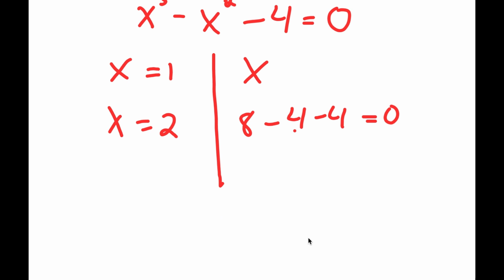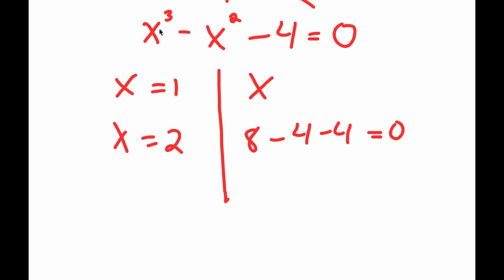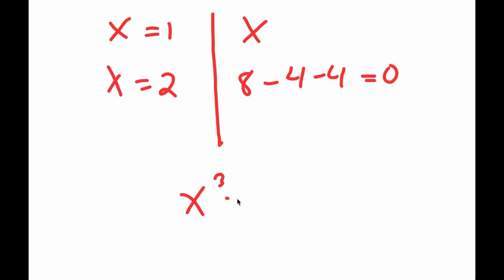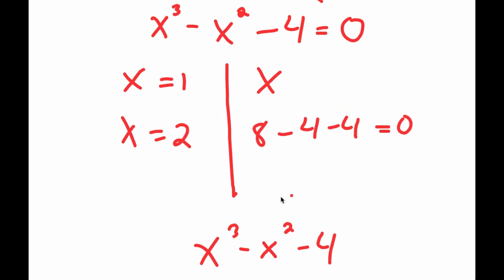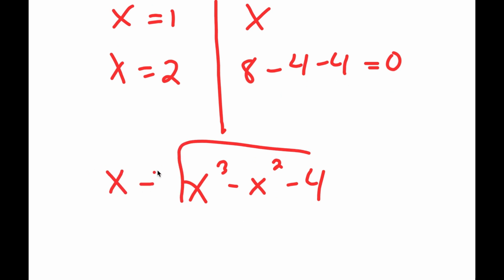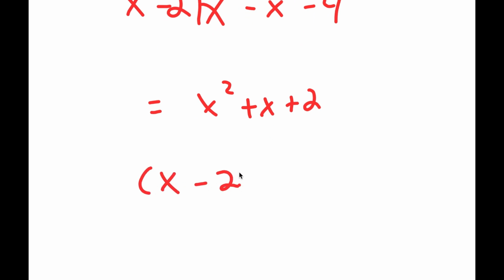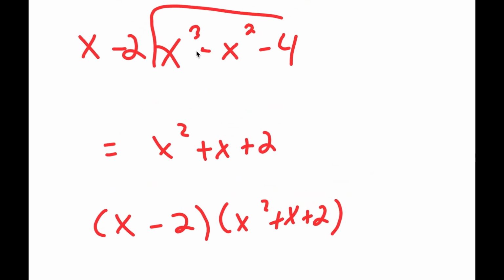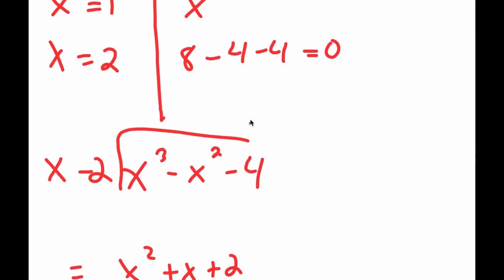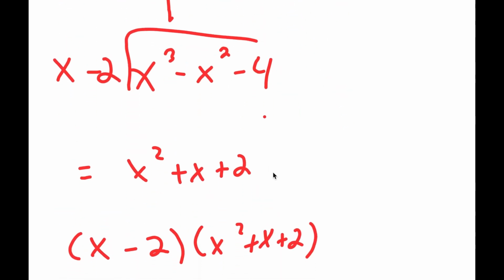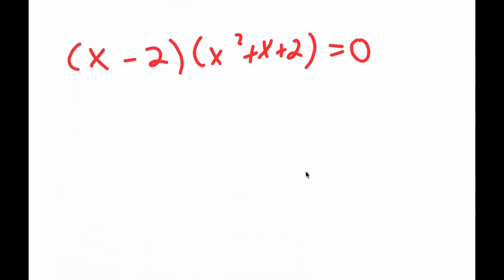So now using x equals 2, I can divide with this. So I have x to the power of 3 minus x squared minus 4 divided by x minus 2. And then this results in x squared plus x plus 2. So I get x minus 2 times x squared plus x plus 2 is equal to x to the power of 3 minus x squared minus 4. And remember, that's equal to 0. So I have this is equal to 0.